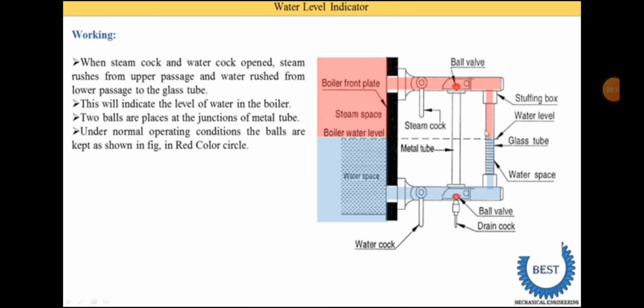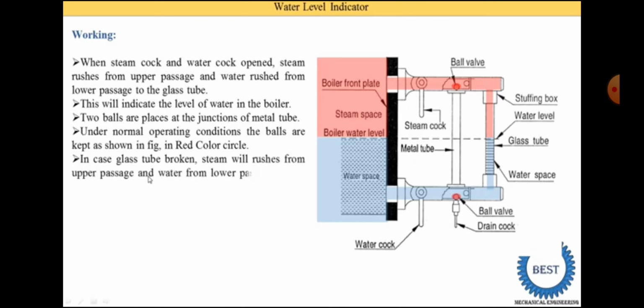And this is the other position. This happens when the glass tube is broken. In case the glass tube is broken due to some reason, at that time what happens? Steam will rush from the upper passage and water from the lower passage. When the glass tube is broken, the flow of the steam is continuous because the steam cock and the water cock are open, and the water is also going to waste. If the glass tube is broken, then what happens?